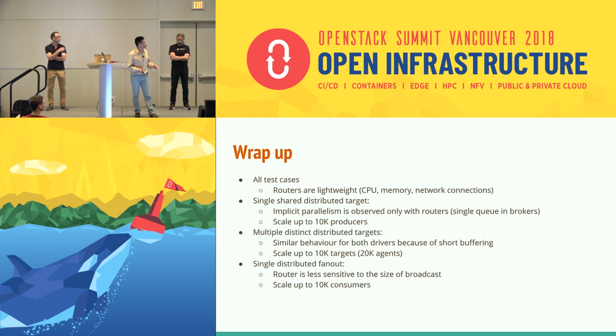In summary, we can say for all 3 cases that routers are lightweight in terms of CPU or memory consumption, but we also evaluated other metrics like network connections, and we verified this statement. If we focus on each test case, we can say that for the first test case, implicit parallelism is observed only with routers due to the single queue that is required in the case of brokers.